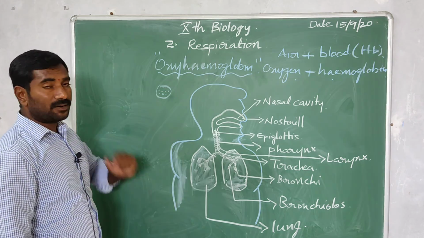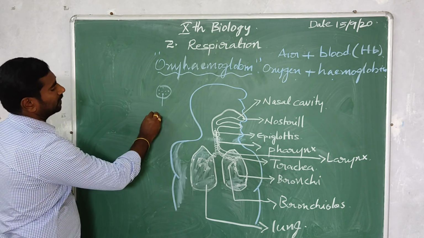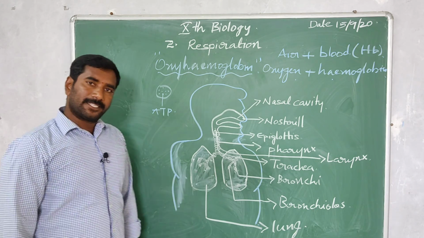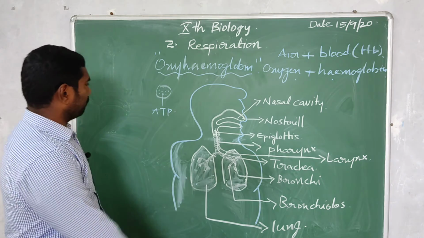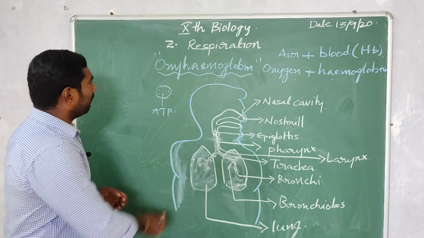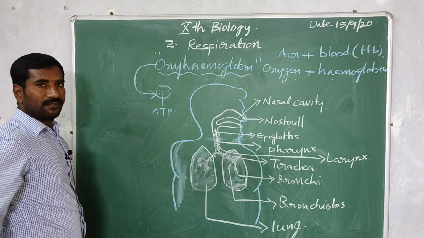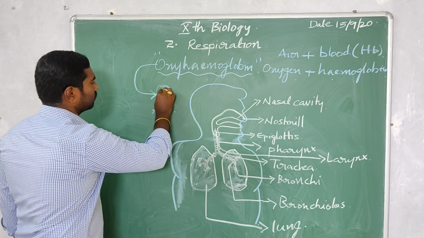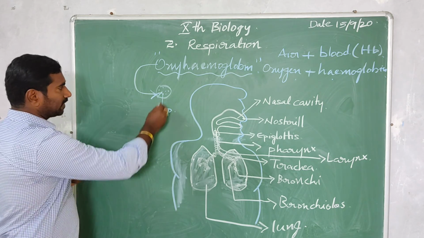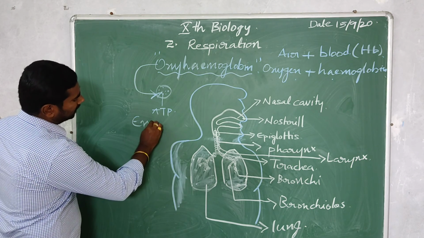Food molecules are present in a cell in the form of ATP. This ATP molecule has to break. When this oxyhemoglobin reaches the cell, it starts the breaking of ATP molecules. When this ATP molecule breaks, energy will be released.